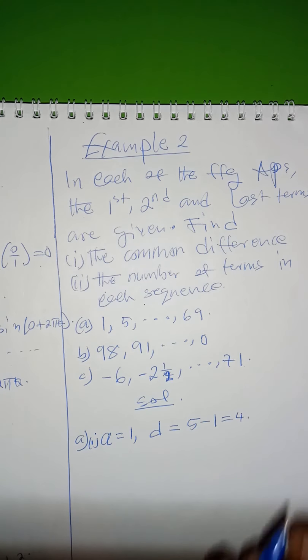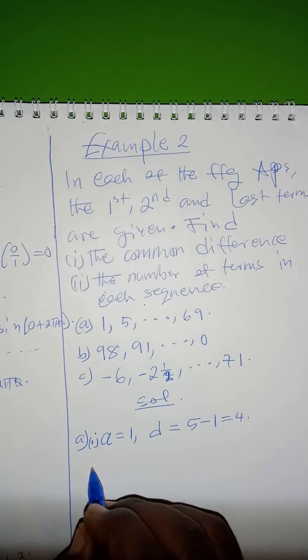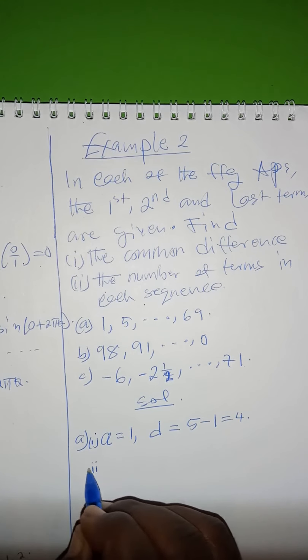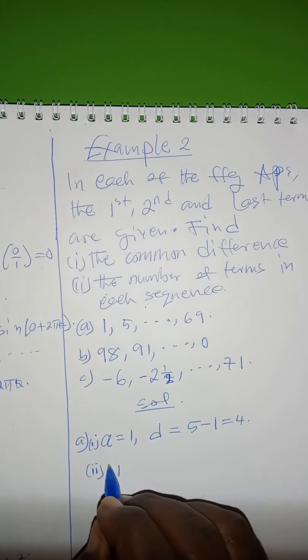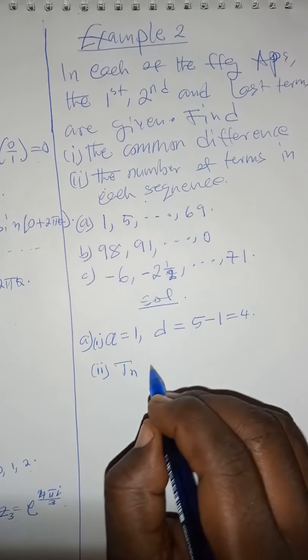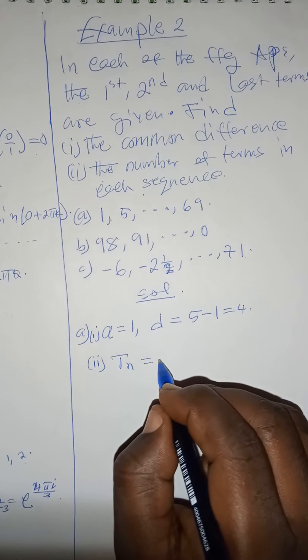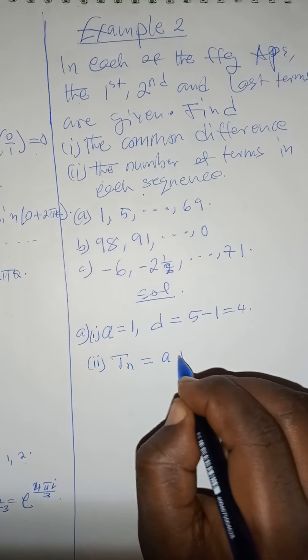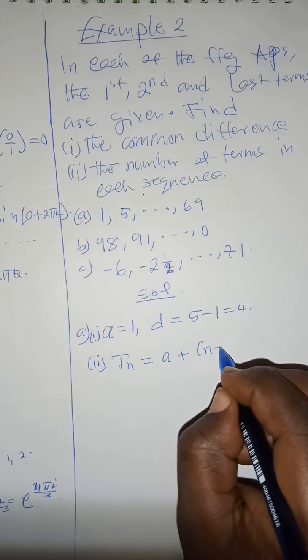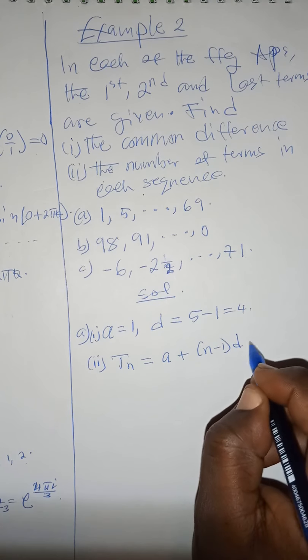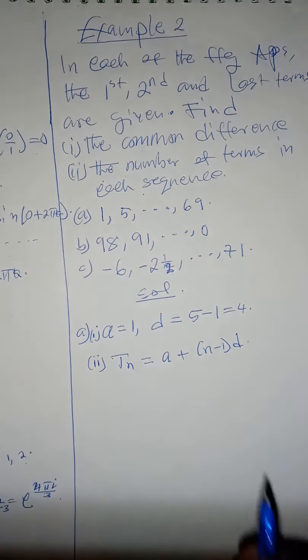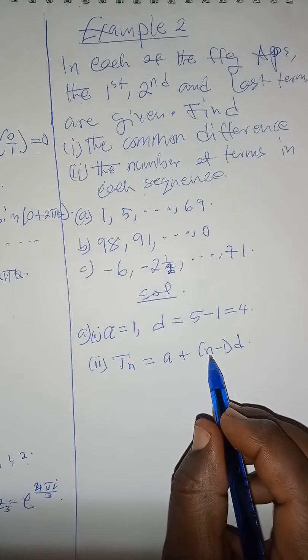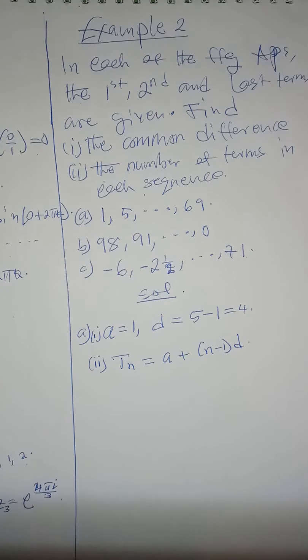And for the number of terms in the sequence, I'll quote the formula. You have to write down the formula. The formula is Tn is equal to A plus (n minus 1) times d, the common difference. Which one is the number of terms? n here is the number of terms.